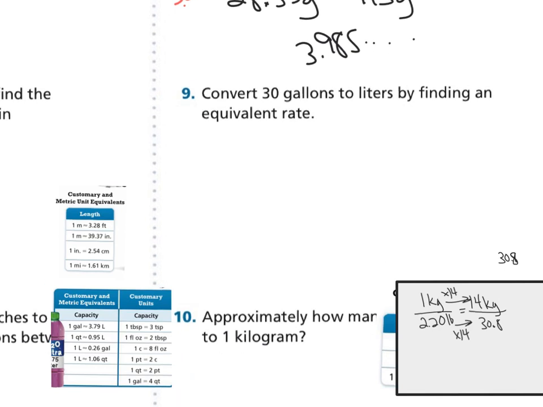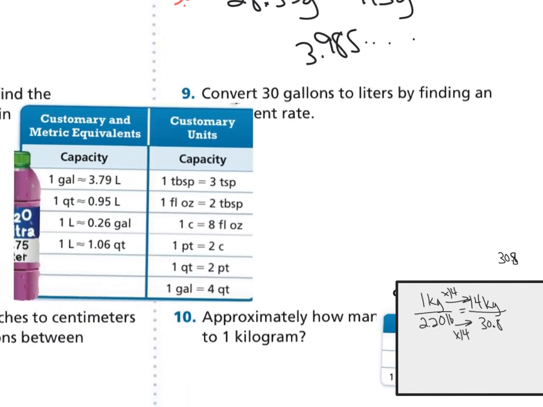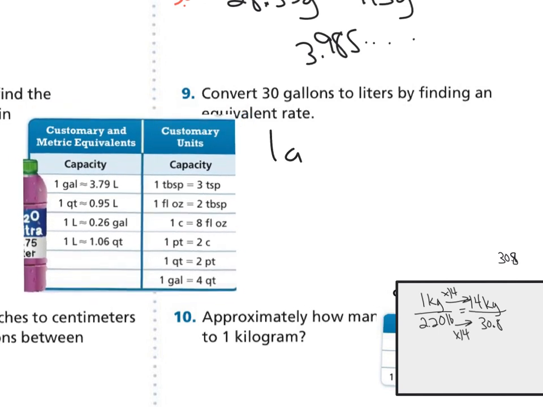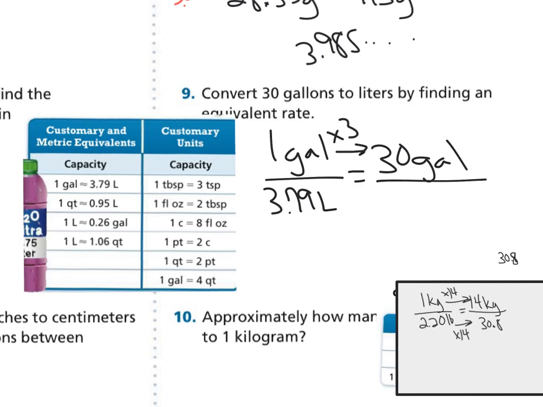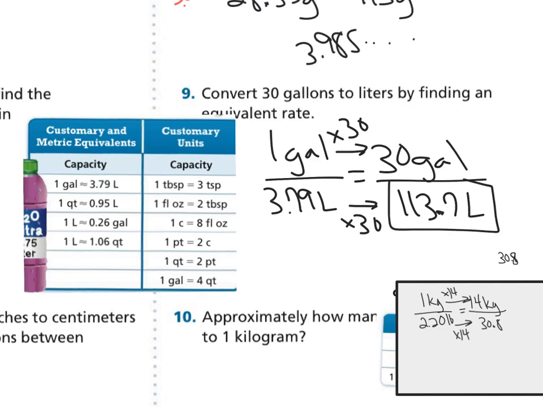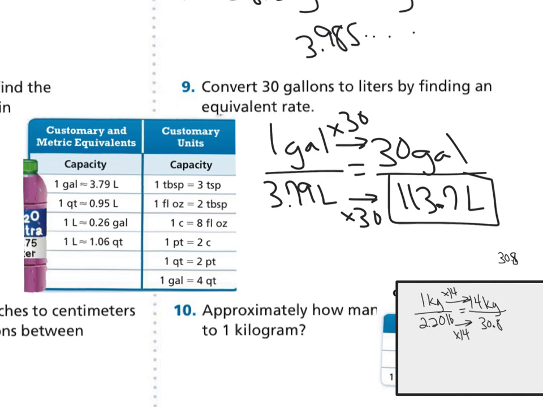Number 9, they're trying to convert from gallons to liters. So they're telling us a gallon is about 3.79 liters. We have 30 gallons, so that would be 30 times that amount. So if we do 3.79 times 30, that's 113.7 liters. This one, it didn't even say anything about rounding, so we would just leave it as it is. Don't worry about rounding off on that one.